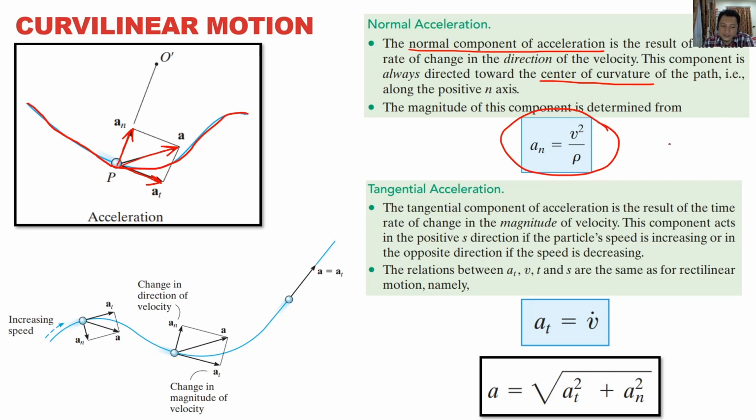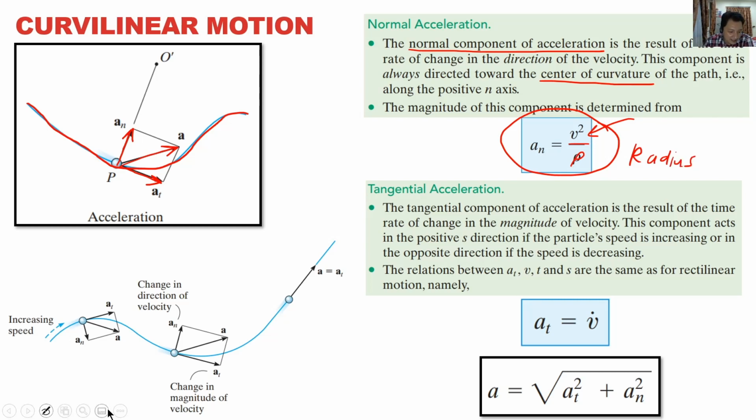So it is almost similar. In fact, it is similar to something called centrifugal punya acceleration component. So A normal is equivalent to velocity squared over rho. This rho stands for radius.